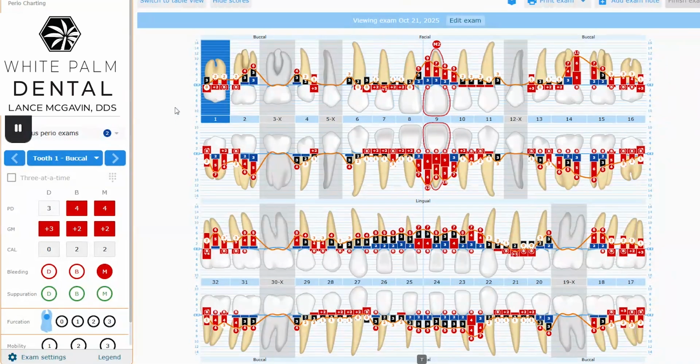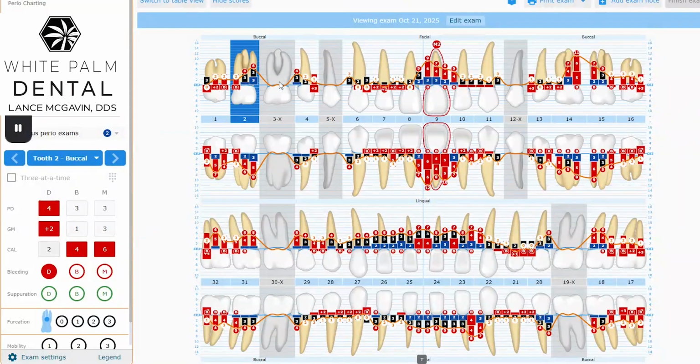here we go. We can see on number 1, 3, 4, 4. As we jump to number 2, from what I see of this orange line, there should be a defect here. Probing depth 4, 3, 3. So on the mesial, we're getting also a gingival margin. We're starting with 3 millimeters of recession, and then we're getting an extra 3 millimeters of probing depth there, putting our attachment level at 6. So we're seeing this here.